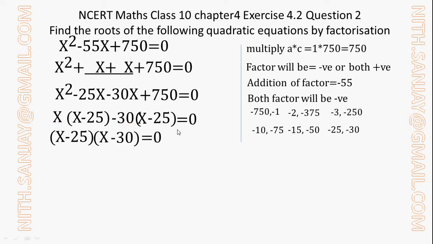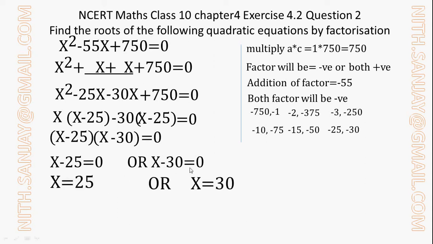Now to find the solution of this equation, I have to equate both the terms to 0. So either x minus 25 is equal to 0 or x minus 30 is equal to 0. So either x is equal to 25 or x is equal to 30, because I have moved this 25 to this side and this 30 to this side. So x is equal to 25 or x is equal to 30 is the solution of this equation.